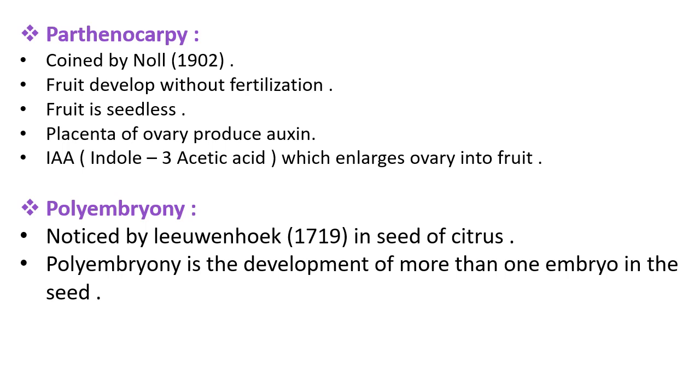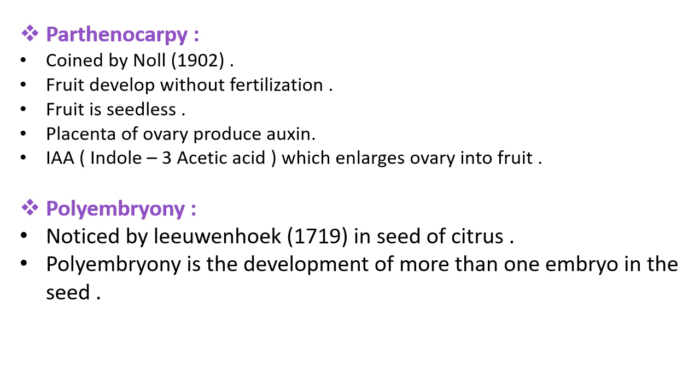In these plants, the placenta of the ovary produce growth hormone called as auxin. The common auxin is IAA, that is indole 3 acetic acid, is responsible for the enlargement or development of ovary into a fruit, and due to this auxin seedless fruits are produced.